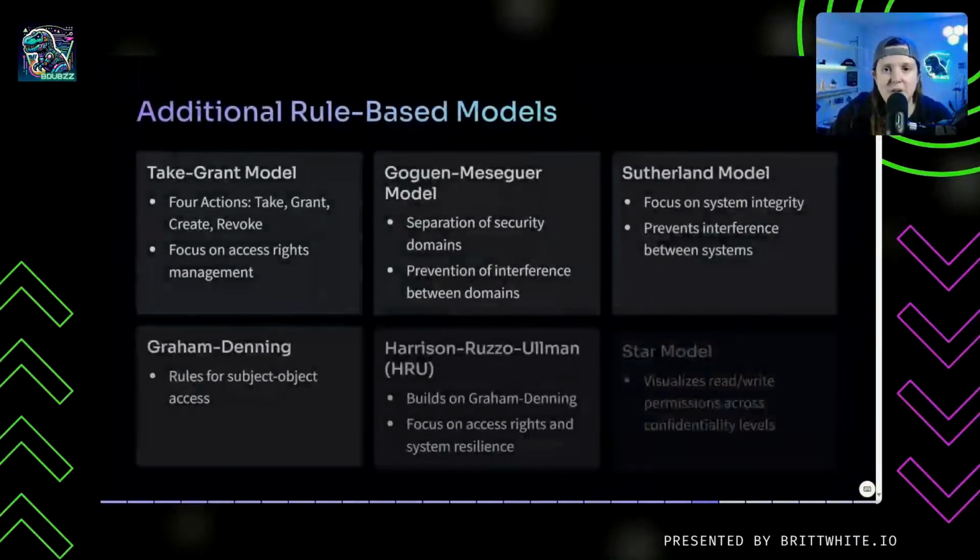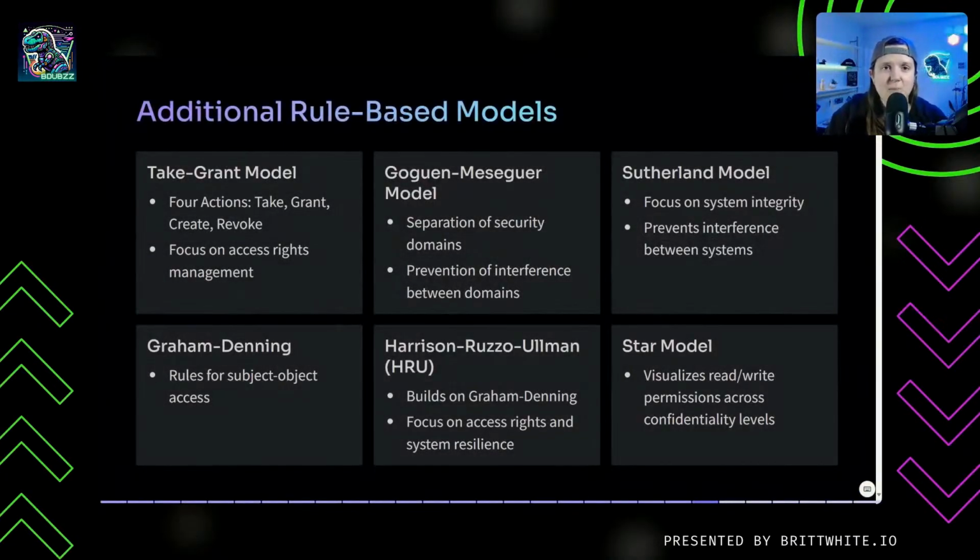The Take-Grant model uses a clever graph system to show how access rights move around. It's all about four basic actions. Take, getting rights. Grant is giving rights. Create is making new things. And revoke is taking those rights away. It's particularly focused on keeping information confidential and how access rights are managed dynamically.